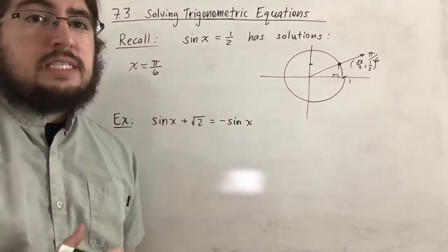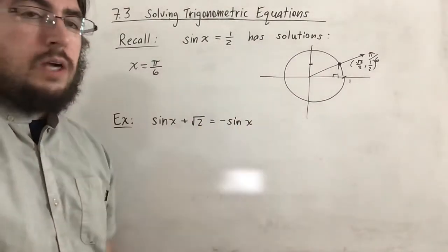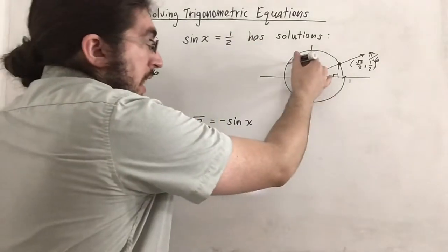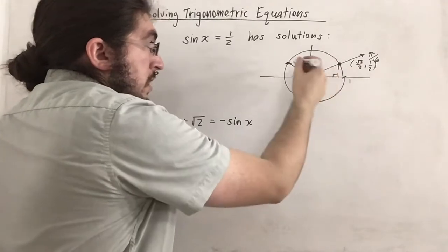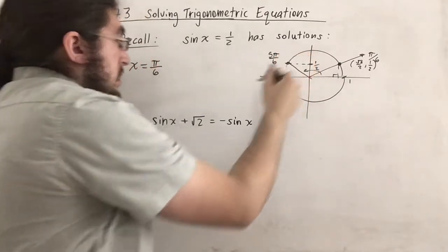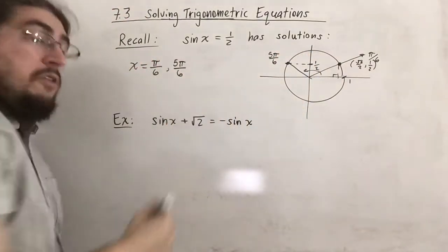As it turns out, this is not the only solution, because look, sine is also positive in which quadrant? If you remember, all students take calculus, S is in the second quadrant, and in fact, if you look over here, this will also have a y value of 1/2. And this angle here will be 5 pi over 6. So 5 pi over 6 is another solution.